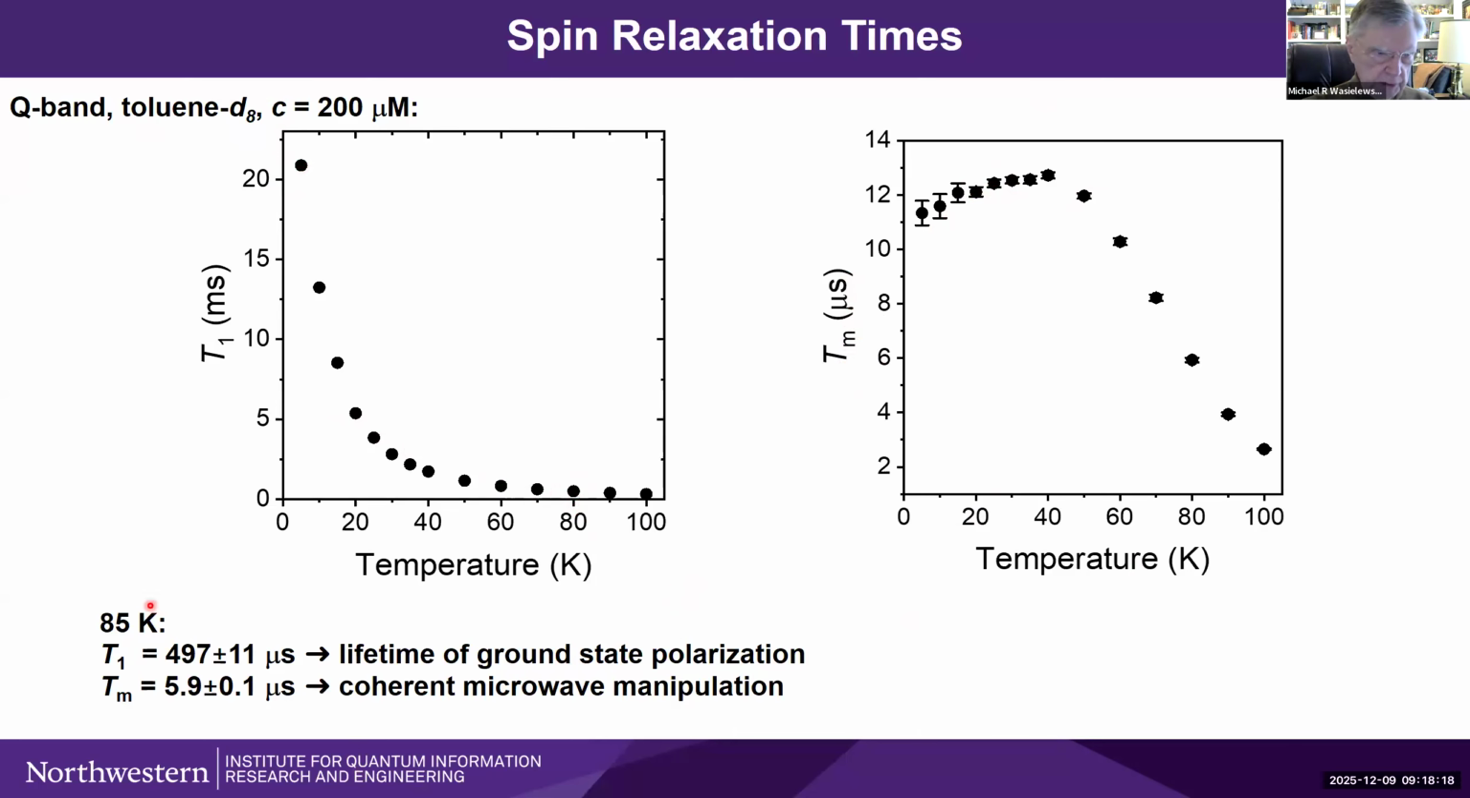And if we want to do a little benchmarking here as to our favorite temperature at 85 Kelvin, T1 would be about a half a millisecond, and TM in this case would be about 6 microseconds. Plenty of time to actually do spin manipulations.